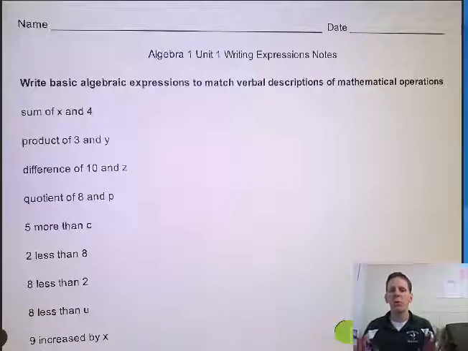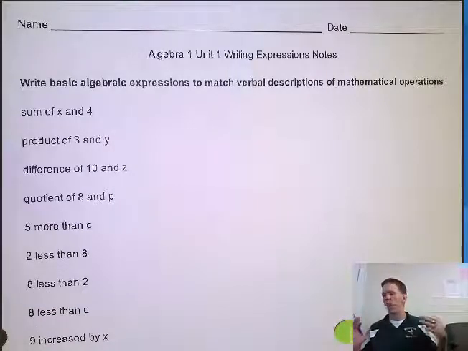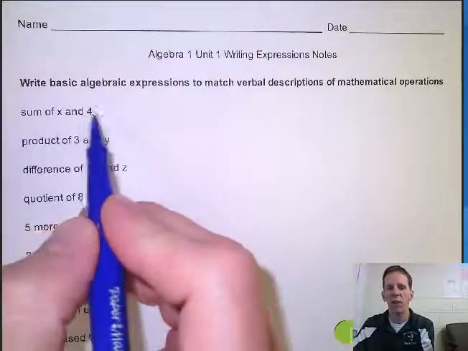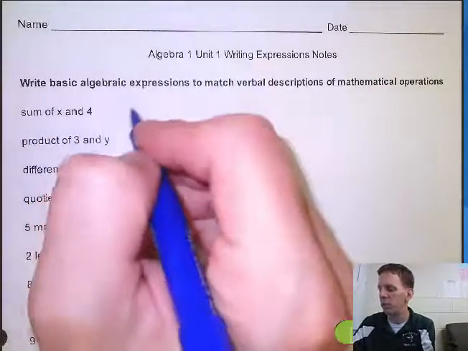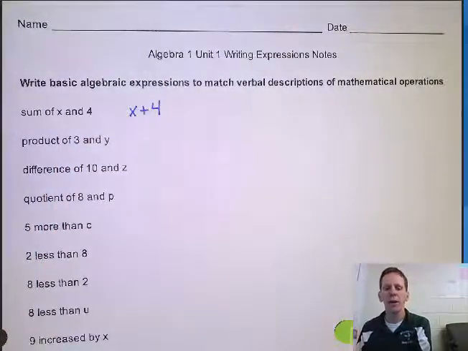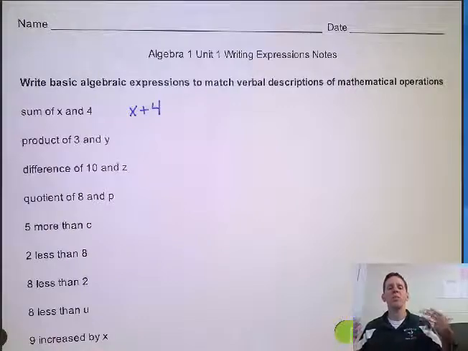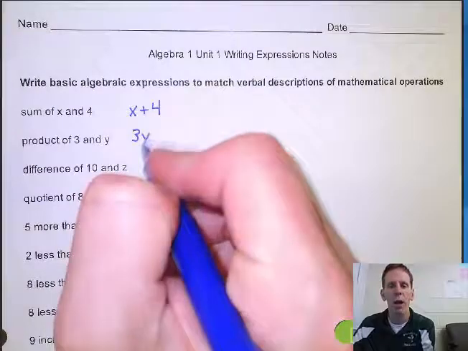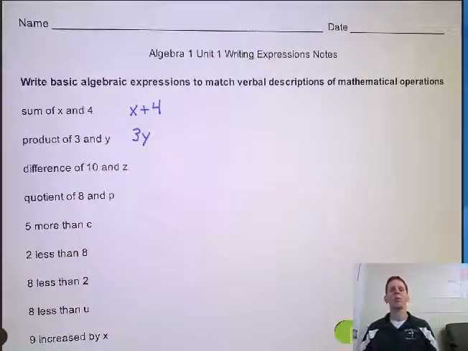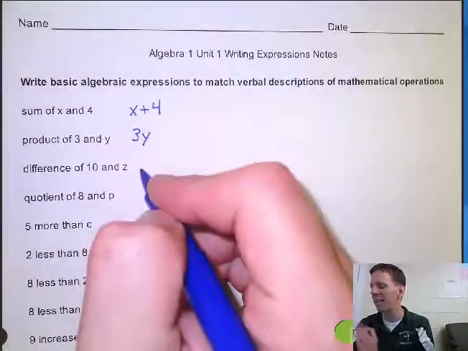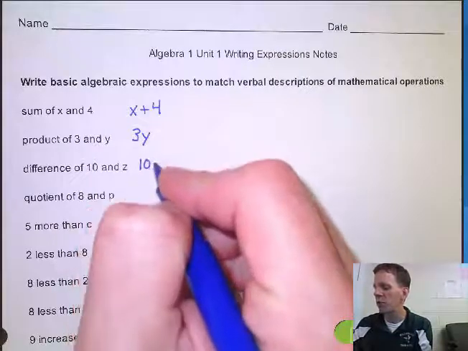So there's some basic vocabulary that you should understand when you see it in words. For example, when you see something like the sum of x and 4, sum is referring to addition. So this is referring to the addition problem x plus 4. A product represents the multiplication, what you get when you multiply two things together. So when you see the product of 3 and y, they're talking about 3 times y. Now a difference of 10 and z, it's important to understand that difference is referring to subtraction.